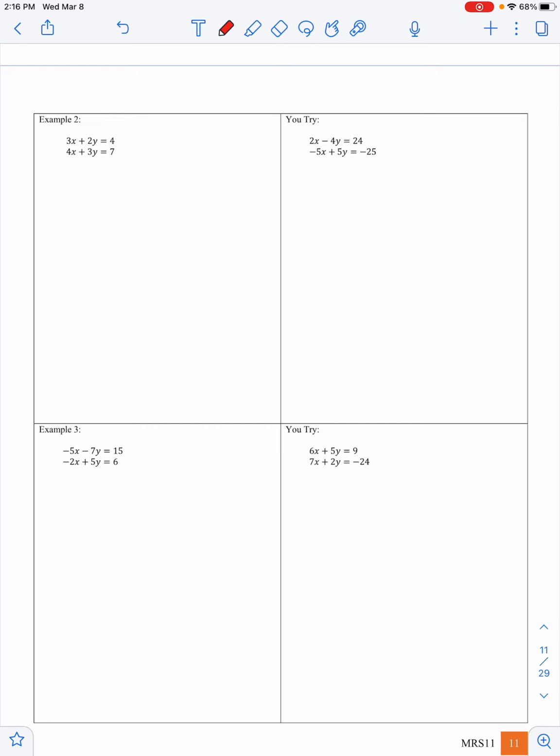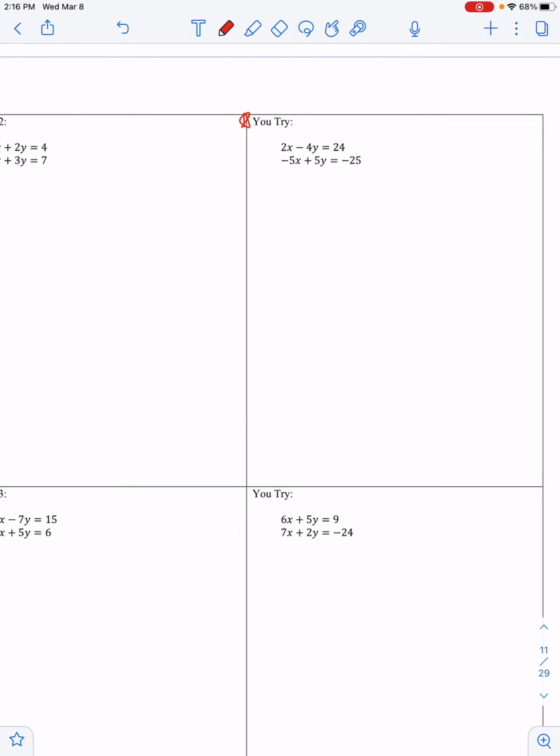Today we are going to review systems of equations by elimination. I am going to do this problem over here, and I'm going to do example 3. So if you need to, go ahead and copy these two problems and then let's get started.